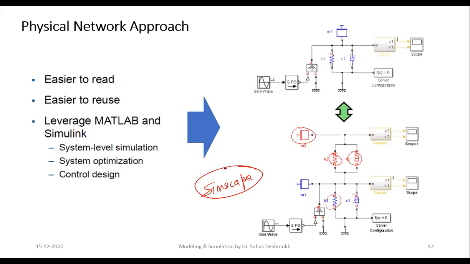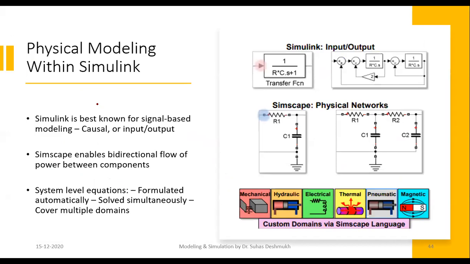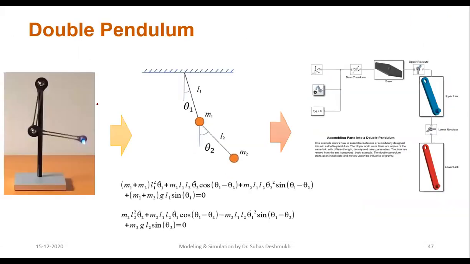I may be uploading some videos of this Simscape on YouTube. So you can simulate a physical system, a mass damper system, and physical modeling. You can do a kind of MATLAB Simulink modeling also. If you want to simulate a double pendulum or something, that also you can do. You can create a separate pendulum, and you can provide a joint in between it.